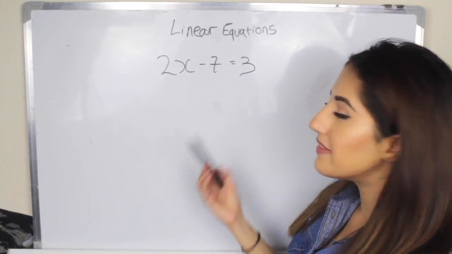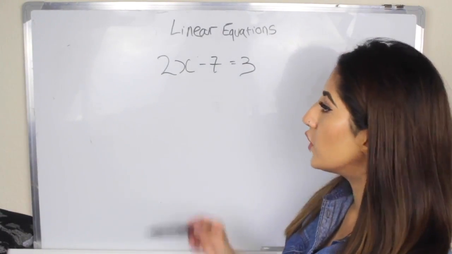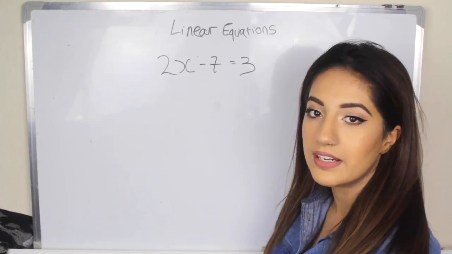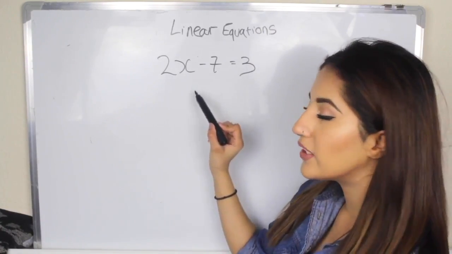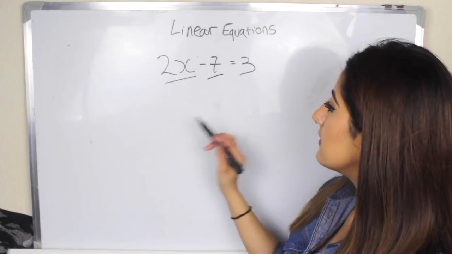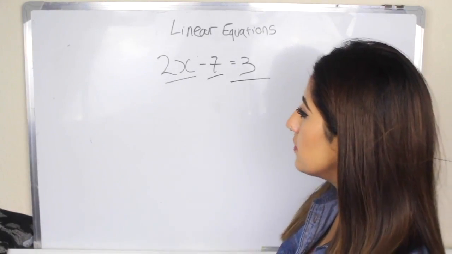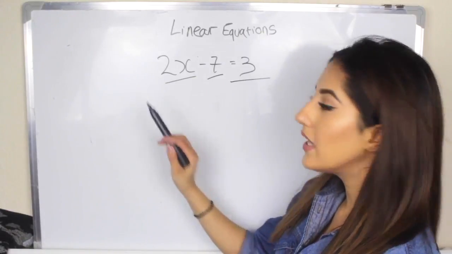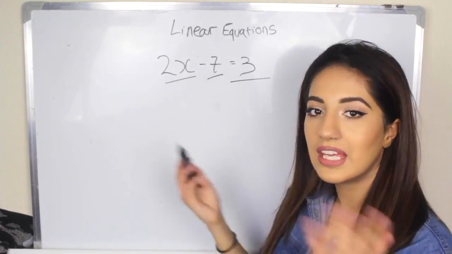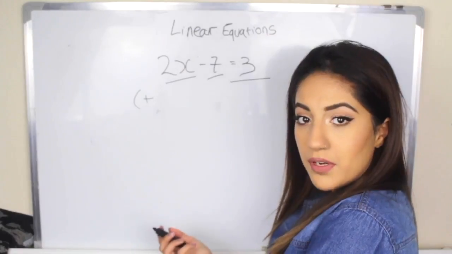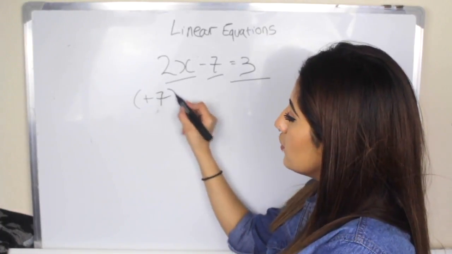So over here, again, this is a linear equation. Remember what we said before, because there's no power, it means it's a linear equation. And again, we are going to solve for x. Looking at this equation, we have 3 different terms. We have the 2x term, the minus 7, and the equals 3 term. Step number 1 would be to add 7 to both sides.